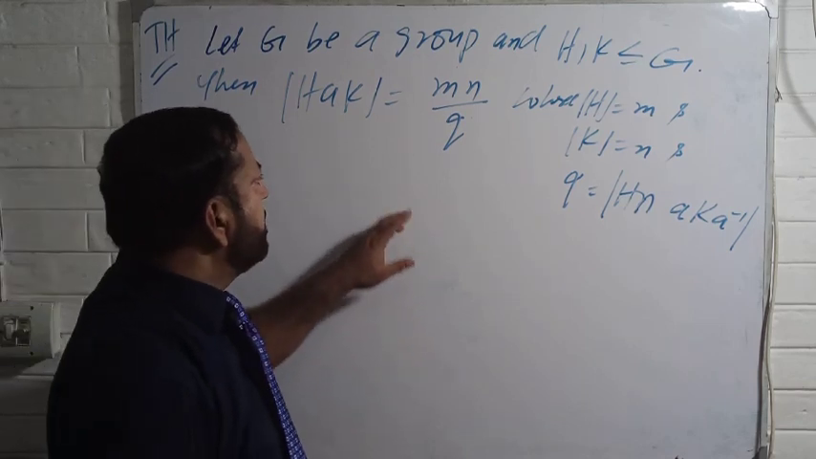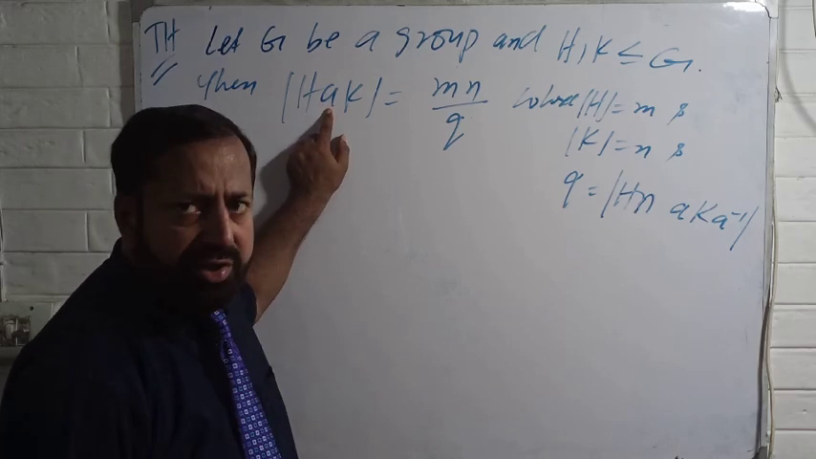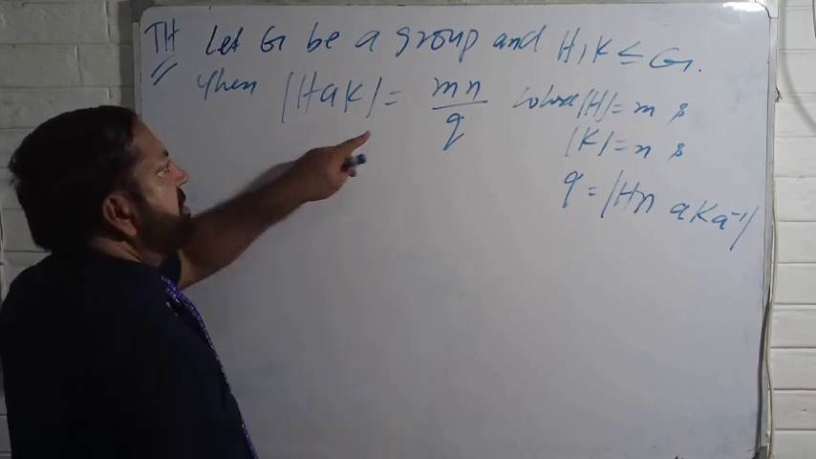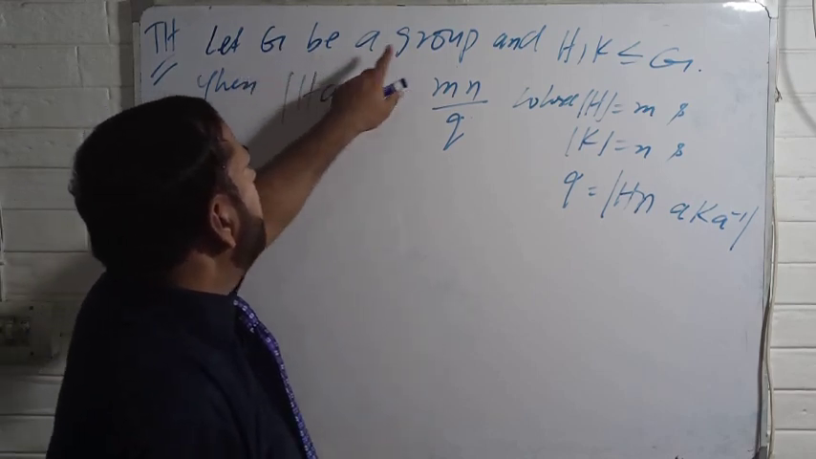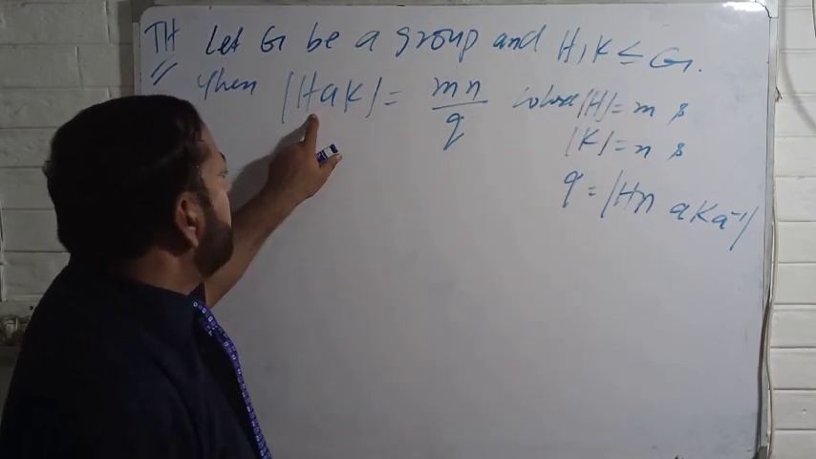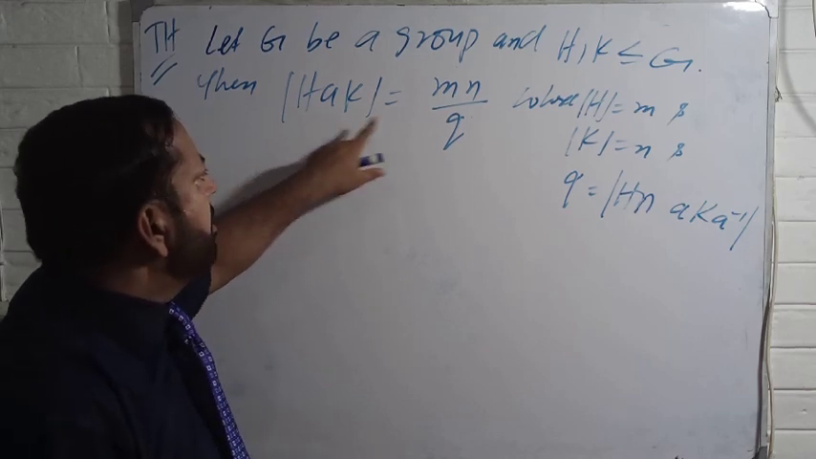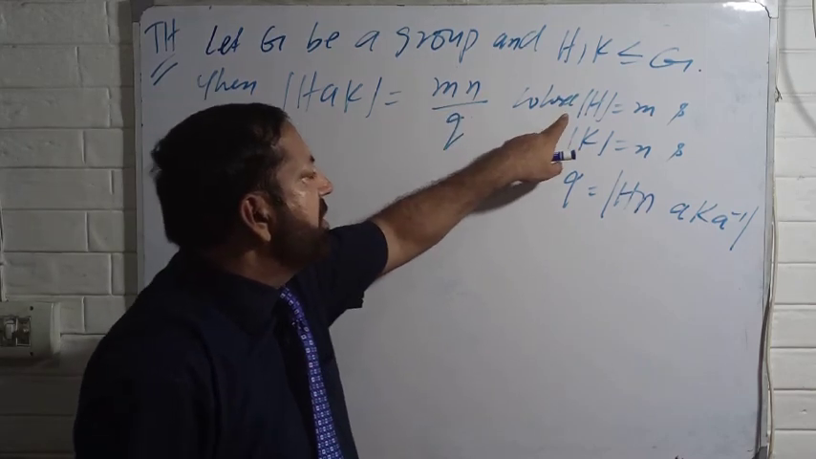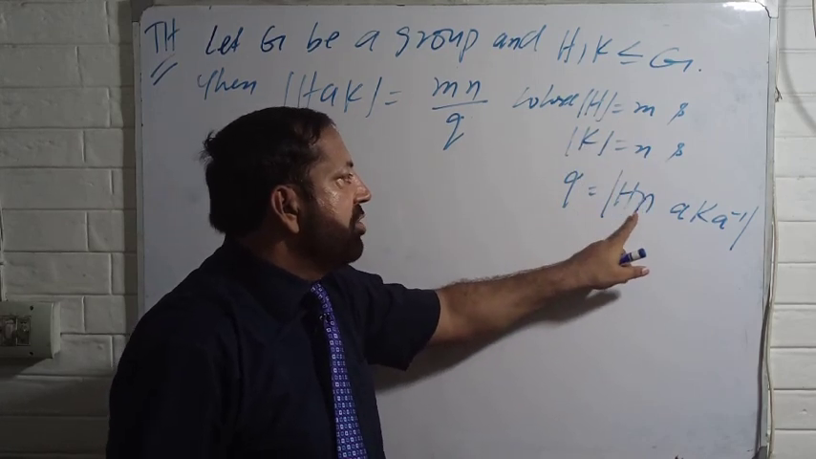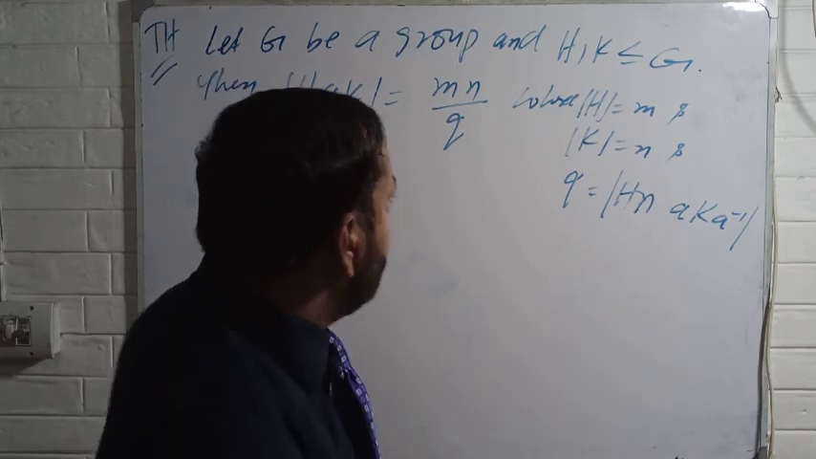So what is the difference? There he was using E, the identity. If you put E, this is the statement of this theorem, that G be a group and H, K be subgroups of G, then the order of the double coset modulo H, K is in fact Mn by Q, where order of H is equal to M, order of K is equal to N, and Q is order of H intersection A K A inverse.